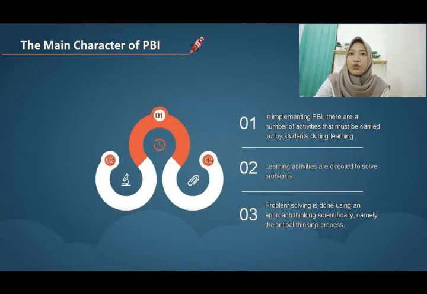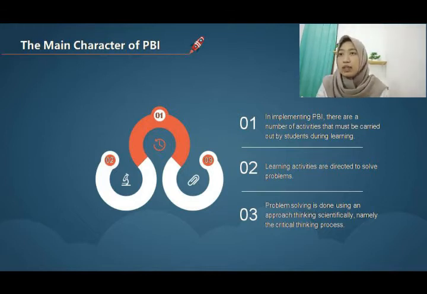Next, there are 3 main characteristics of PBI according to Sanjaya. Namely, the first is the implementing of PBI. There are a number of activities that must be carried out by students during learning. PBI does not expect students to only listen, take notes, and memorize, but through PBI students actively think, communicate, discover for themselves, analyze, and finally conclude.